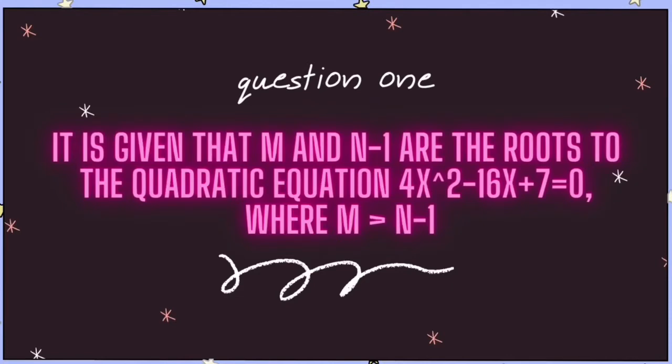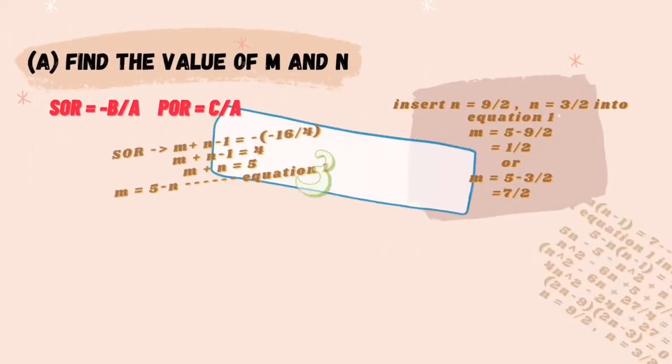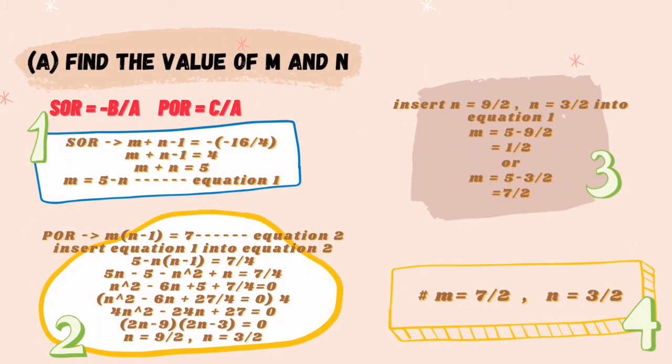For question 1, it is given that m and n minus 1 are the roots of the quadratic equation 4x squared minus 16x plus 7 equals 0, where m is greater than n minus 1. For question 1a, we need to find the values of m and n. So we need to find the sum of roots and the product of roots.